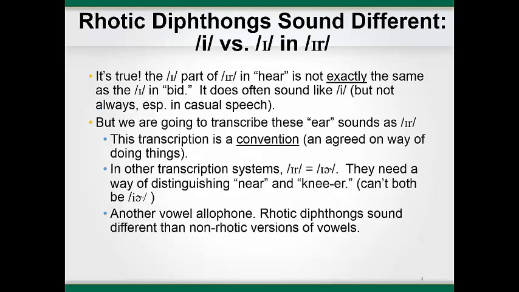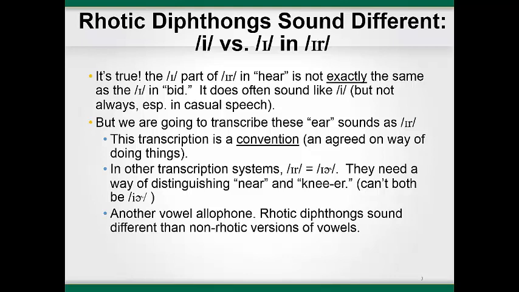Let's talk more about the ear vowel. It's true that the first part of this rhotic diphthong that occurs in words like here is not exactly the same as the I vowel in bid. It might sound more like E to you. Nevertheless, you should consider the first part of the rhotic diphthong in words like here and beer to be an allophone of the I vowel.